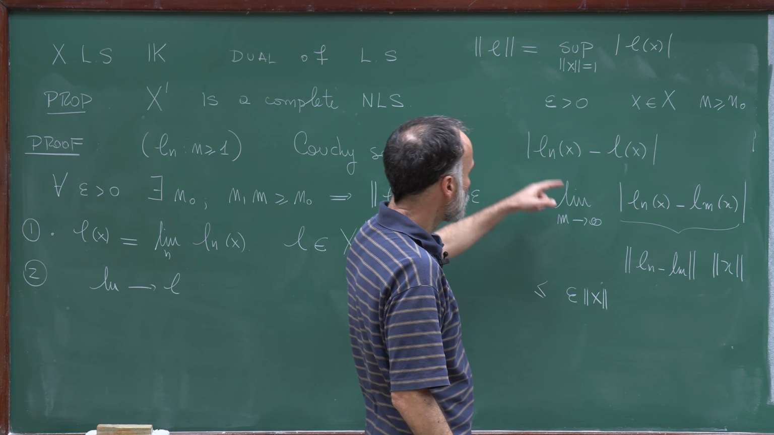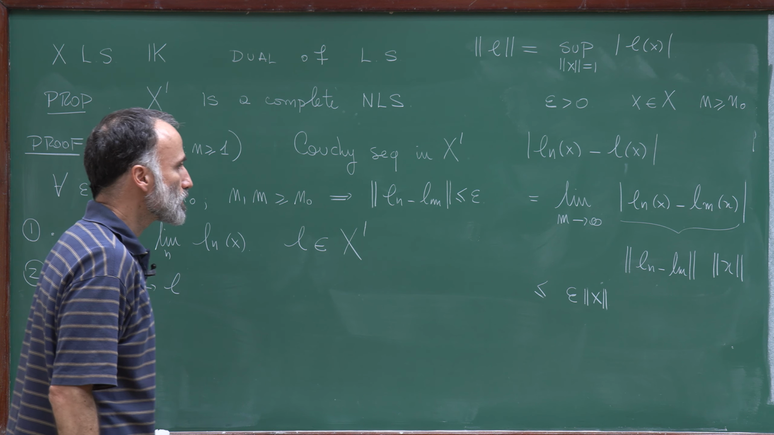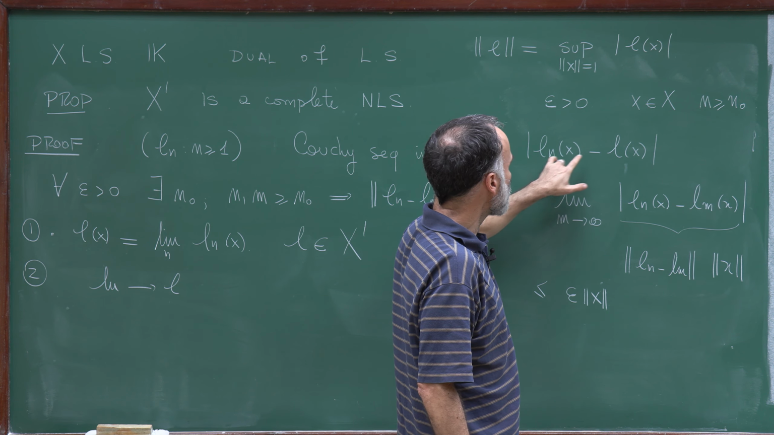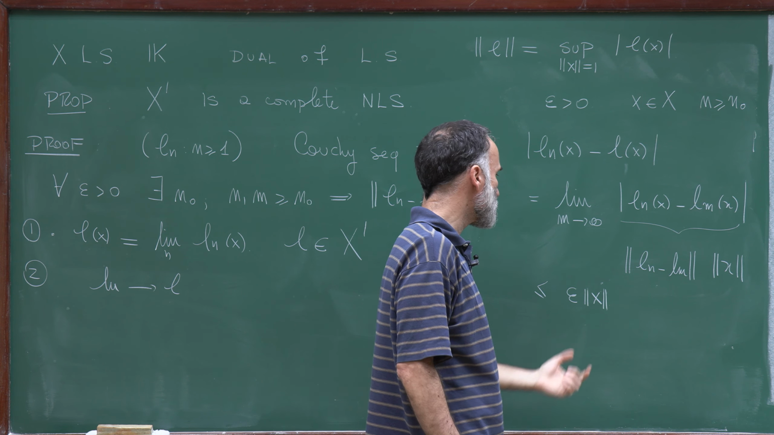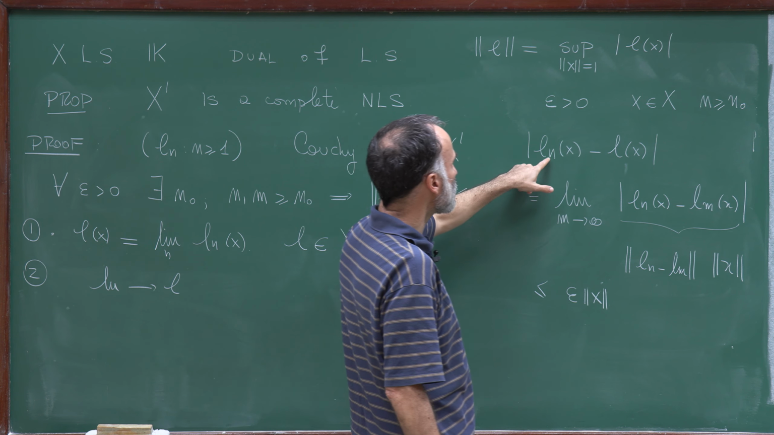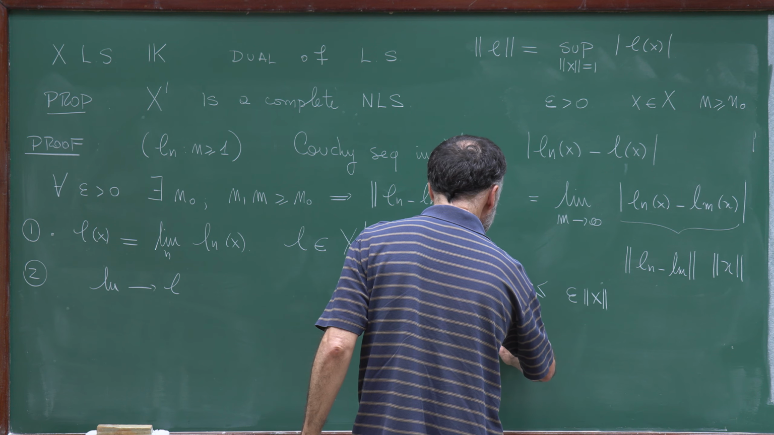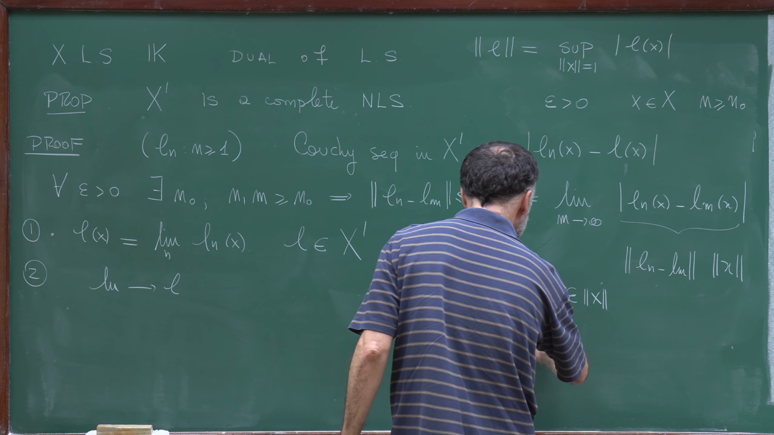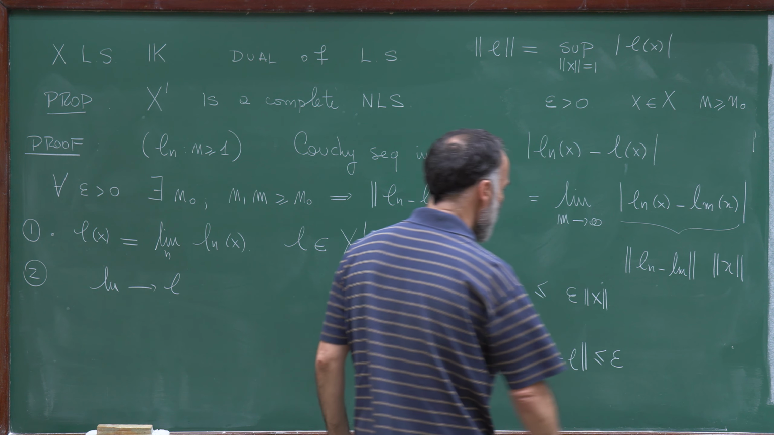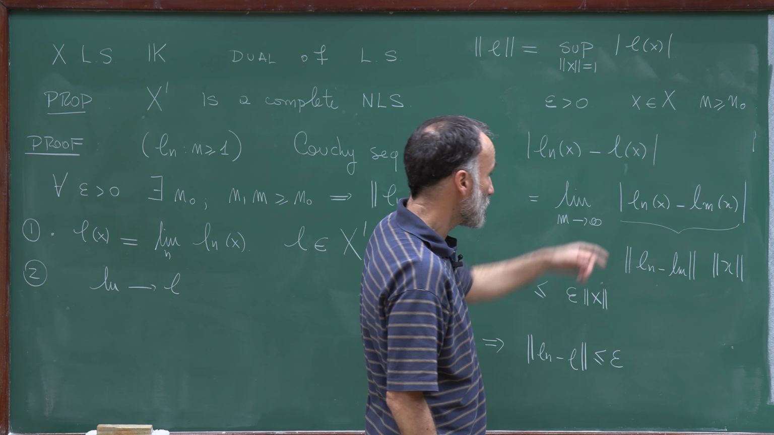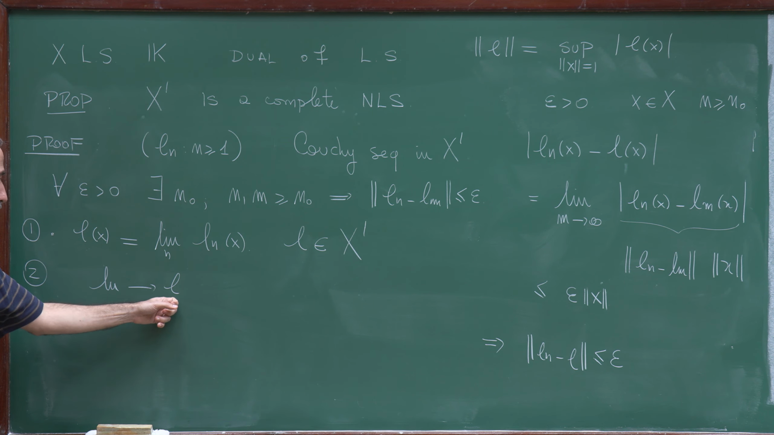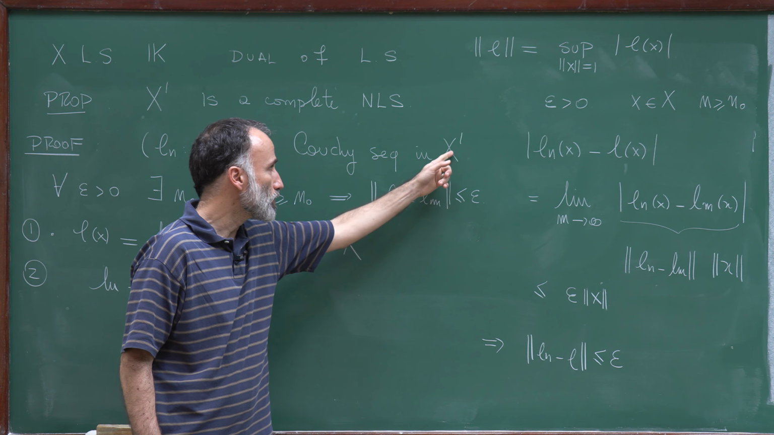Now, you have this bound, and this holds for all x. So we proved that for all x, the absolute value of the difference Ln x minus Lx is bounded by epsilon times the norm of x. So if you recall the definition of the norm of Ln minus L, you get from this bound that the norm of Ln minus L is bounded by epsilon, provided n is larger than n0, and this is exactly what we wanted to prove. We just proved that Ln converges to L in the dual space.